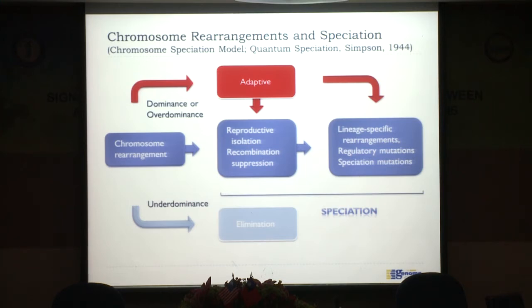And if you don't know, Dobzhansky was at Davis when he coined the phrase, nothing in biology makes sense except in light of evolution. And indeed, if you study chromosome evolution, chromosomes make sense except in the light of evolution. And so there's quite a bit of data for this. George Gaylord Simpson in '44 called this quantum speciation.